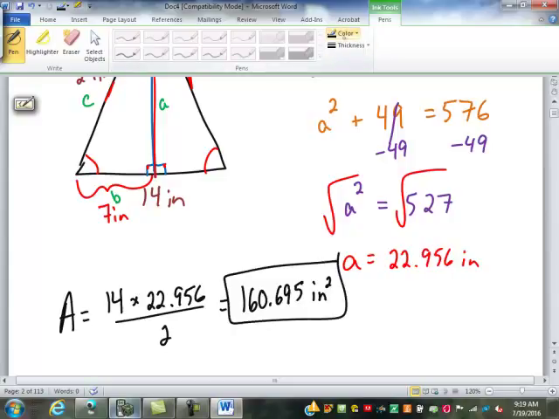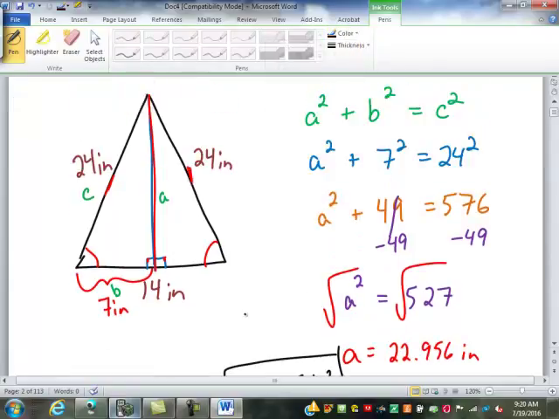In my math lab, either it'll ask you to include the units, or a lot of times after the box where you put the number in, there'll be a little pull-down menu. You have to pull down and select inches squared or inches or feet squared or whatever. So make sure you do that or it will count those problems wrong.